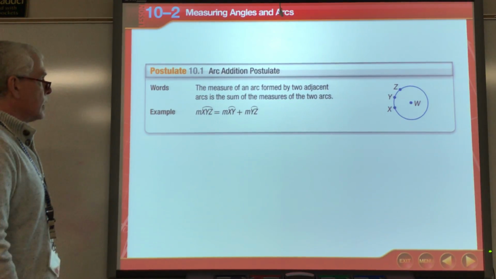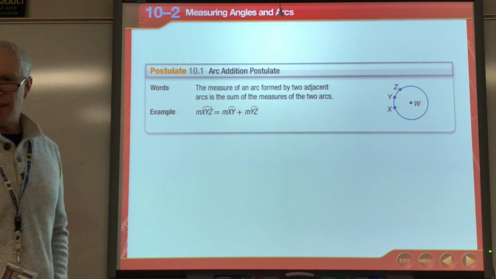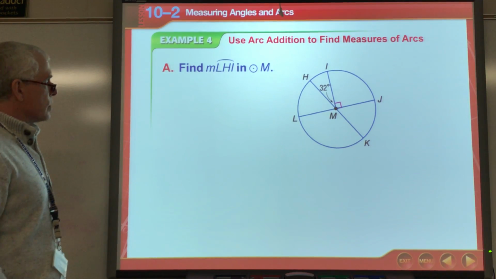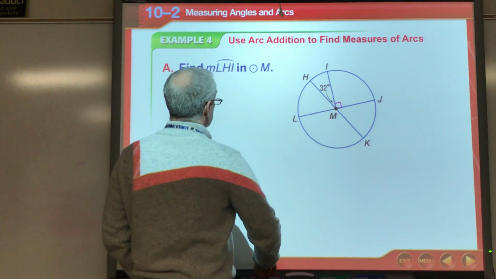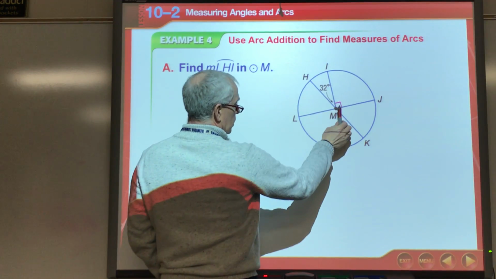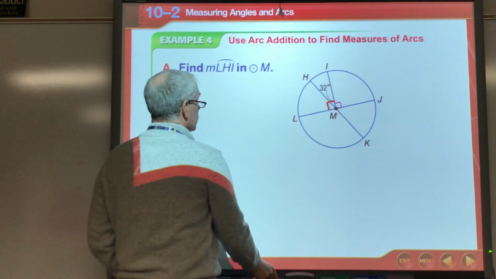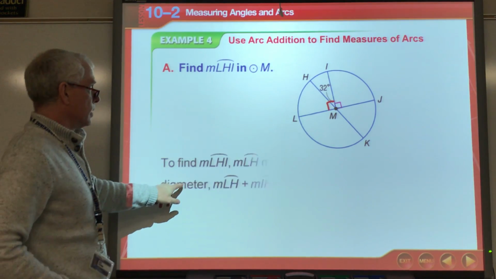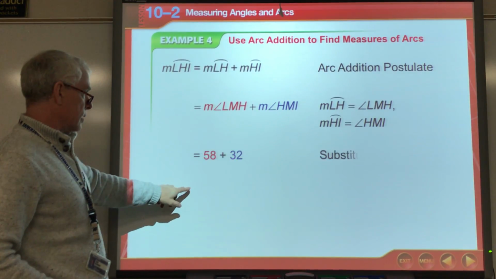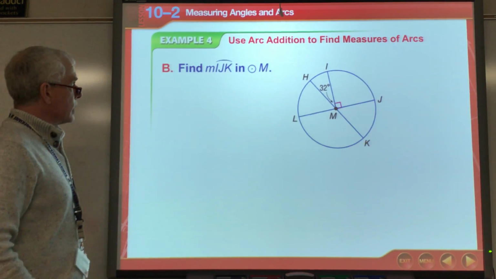Okay, arc addition. If I want to find the measures of arcs that are adjacent, I can just add them up, kind of like angle addition and segment addition. So LHI, from L to H to I, if that's 90, this was 90 in here as well. So that's just going to be 90 degrees, you guys. They're doing more work, I think, than is necessary. But that's pretty straightforward. How about I to J to K?